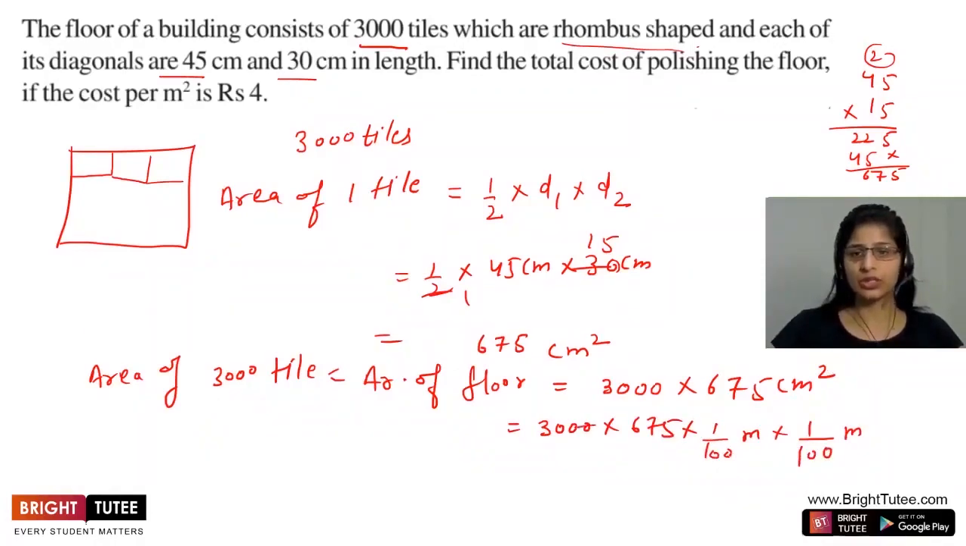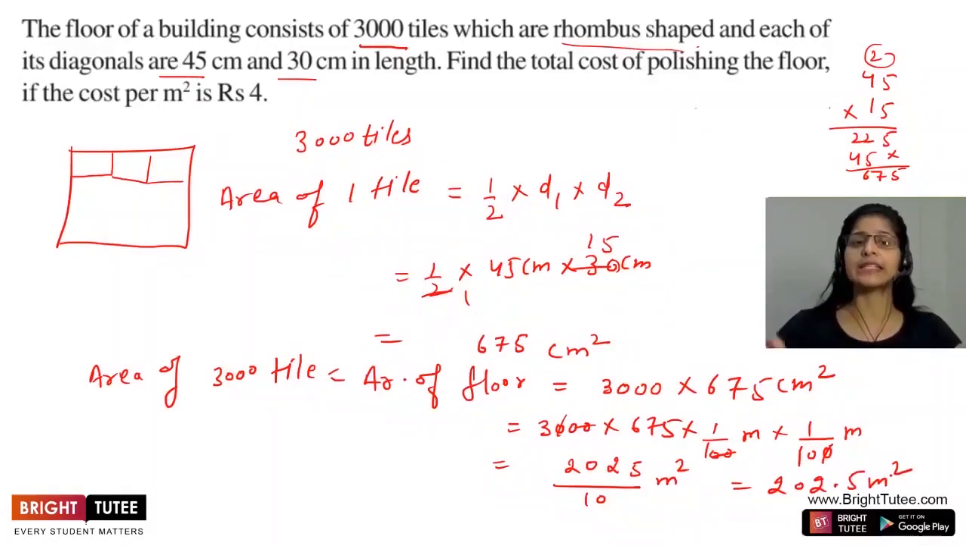Now 2 zeros got cancelled here, 1 zero got cancelled here, so we have 3 fives are 15, 1 is the carry, 3 sevens are 21 and 1 is 22, 2 is the carry, 3 sixes are 18 and 2, right, and 10 is there in the denominator. So we get 202.5 square meter as the area of that floor on which these tiles are there.